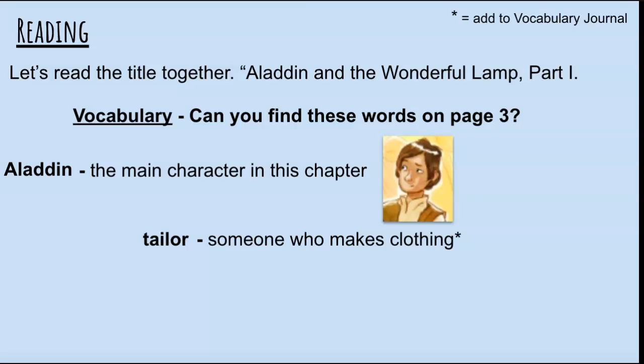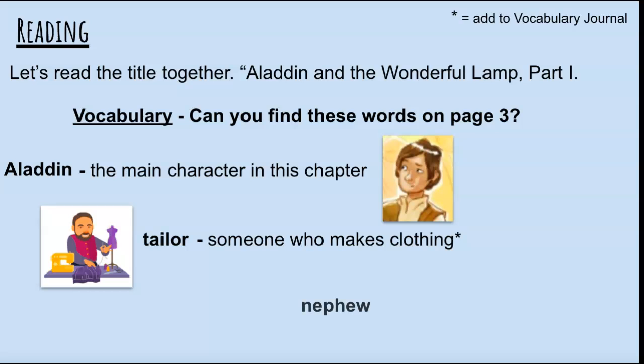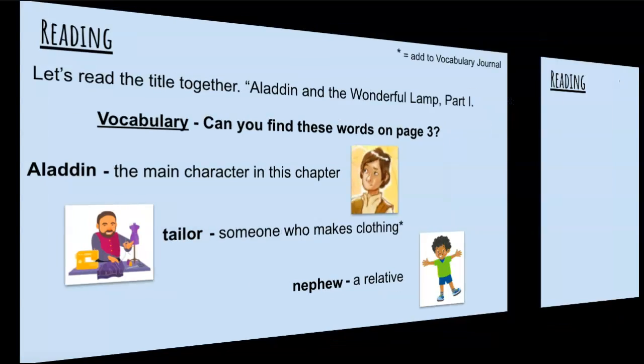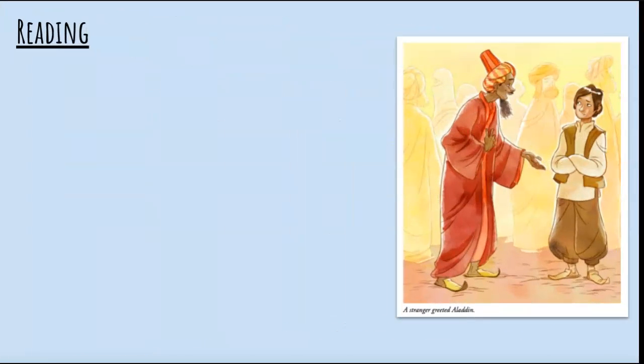I see the asterisk there, boys and girls, so you should be adding this to your vocabulary journal. You can stop the video and add it to your journal. There's what a tailor would look like, someone making clothing. Next is nephew. A nephew is a relative and a nephew is a boy. Let's keep going.